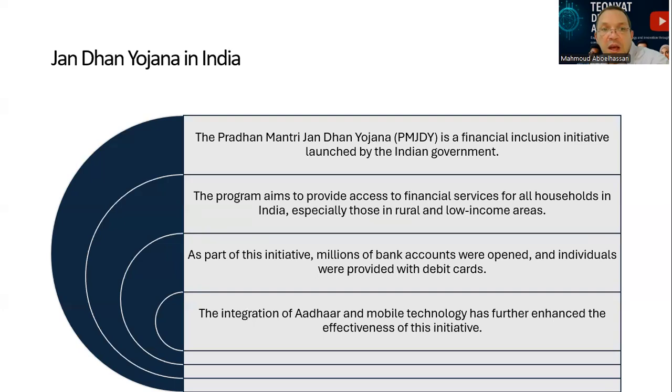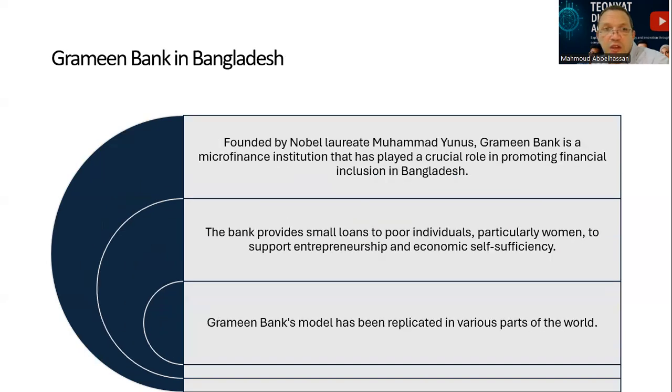We have Pradhan Mantri Jan Dhan Yojana. This is a financial inclusion initiative launched by the Indian government, and this program aimed to provide access to financial services for all households in India, especially those in rural and low-income areas. Through this initiative, millions of bank accounts were opened and individuals were provided with debit cards, and the integration between Aadhaar and mobile technology has further enhanced the effectiveness of this initiative.